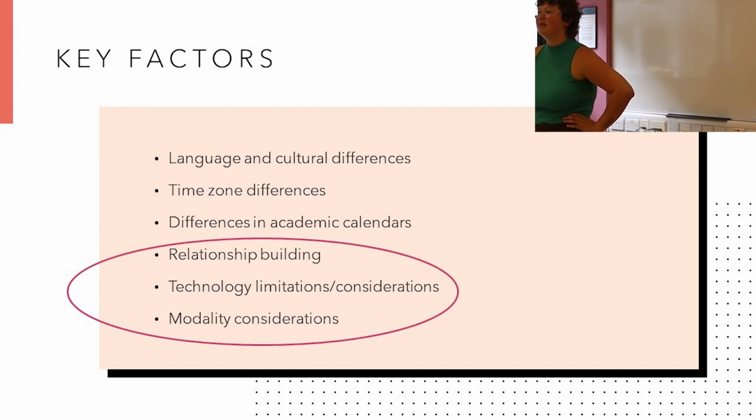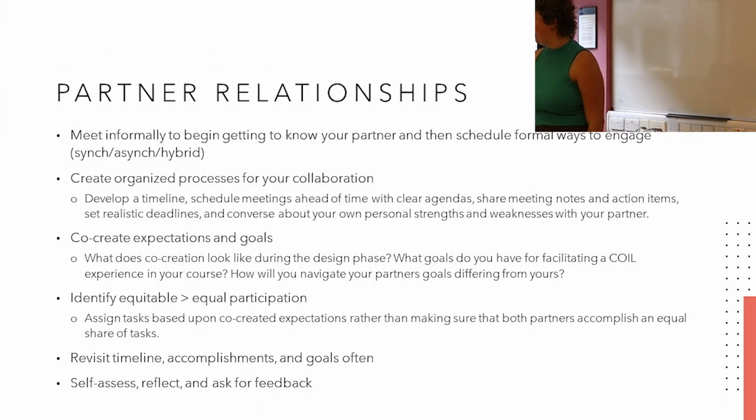The 3 that my next couple slides are going to focus on, because I think these are a little bit more complex and have some more nuances: relationship building, technology considerations and limitations, and thinking about modality. So here's a list of some things that I think are really important to think about when you're building relationships with your partner. First and foremost, meet informally first.